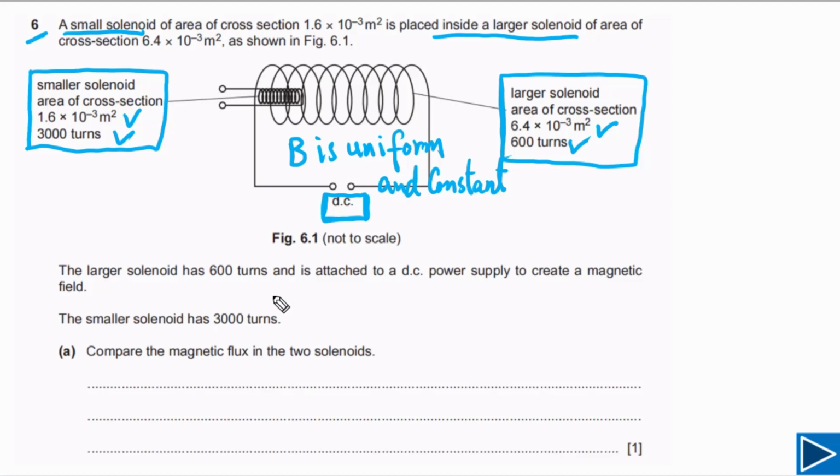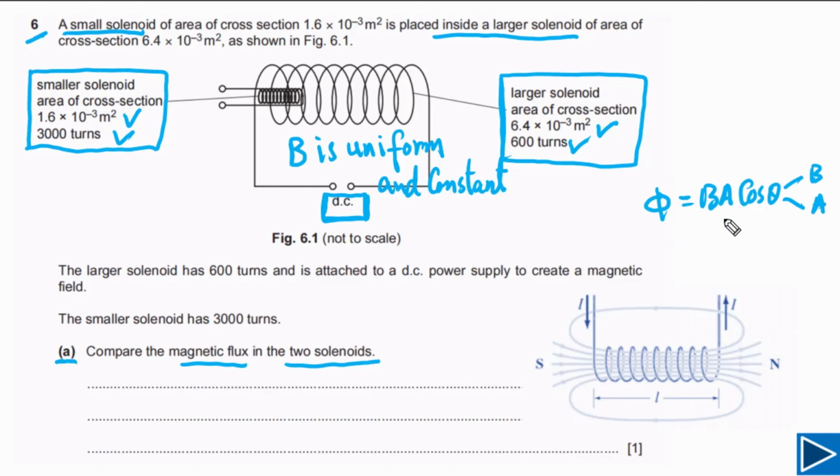Now let's try to understand what magnetic flux is, because part A is asking us to compare the magnetic flux in the two solenoids. Magnetic flux is simply equal to BA cosine theta, where theta is the angle between B and A. B is the magnetic flux density, or simply the magnetic field density, and A is the area normal vector.